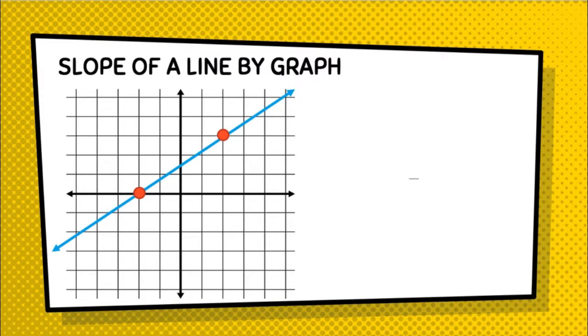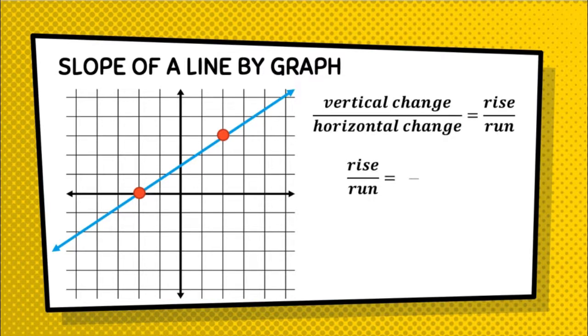From our first point, let us count how many times we have to rise or fall to be able to reach the axis of our second point. And that is 3. Since our direction is upward, the sign of our rise is positive. Next is, how many times do we have to run from where we stopped a while ago? And that is 4. Since our direction is to the right, the sign is positive. Therefore, our rise is 3 and our run is 4. Simplify them. Therefore, we have 3/4.